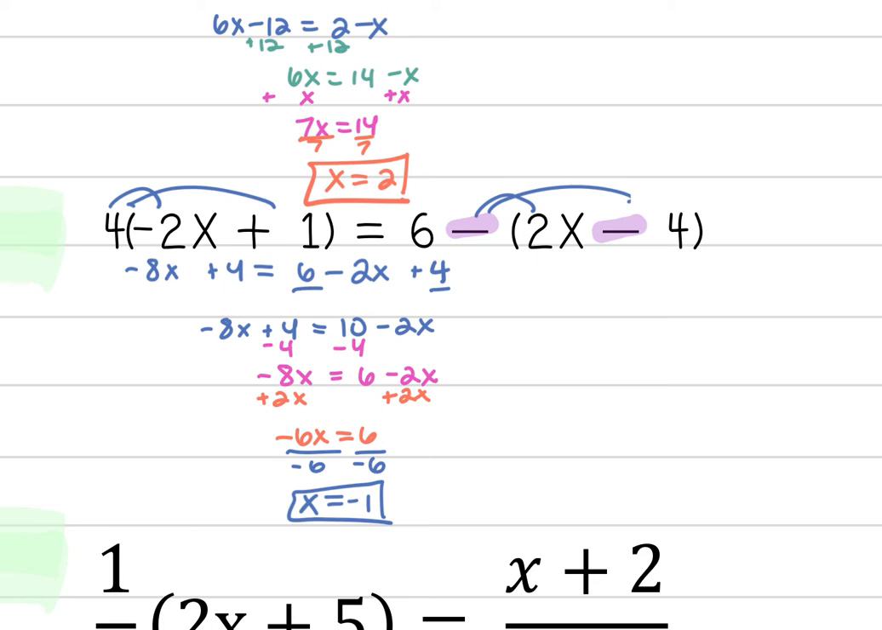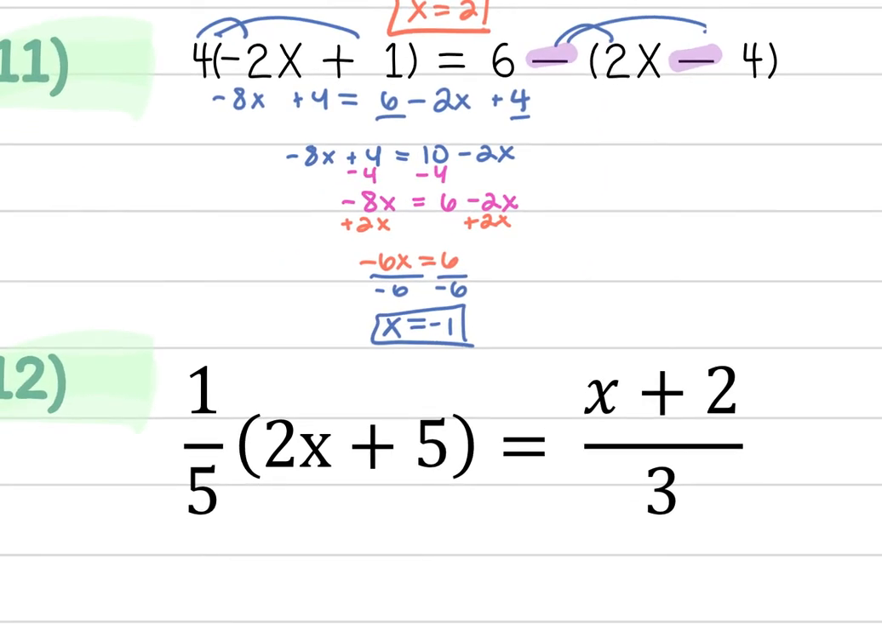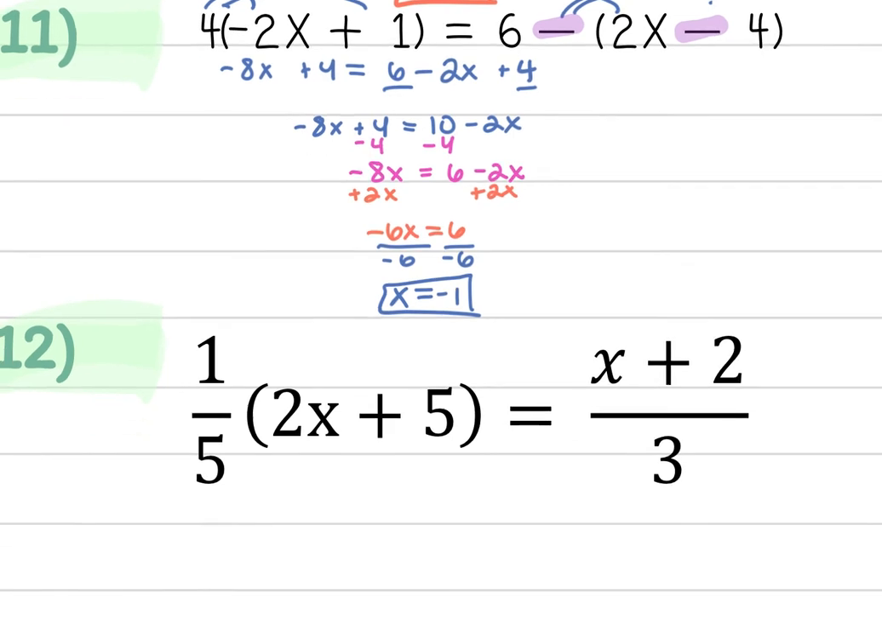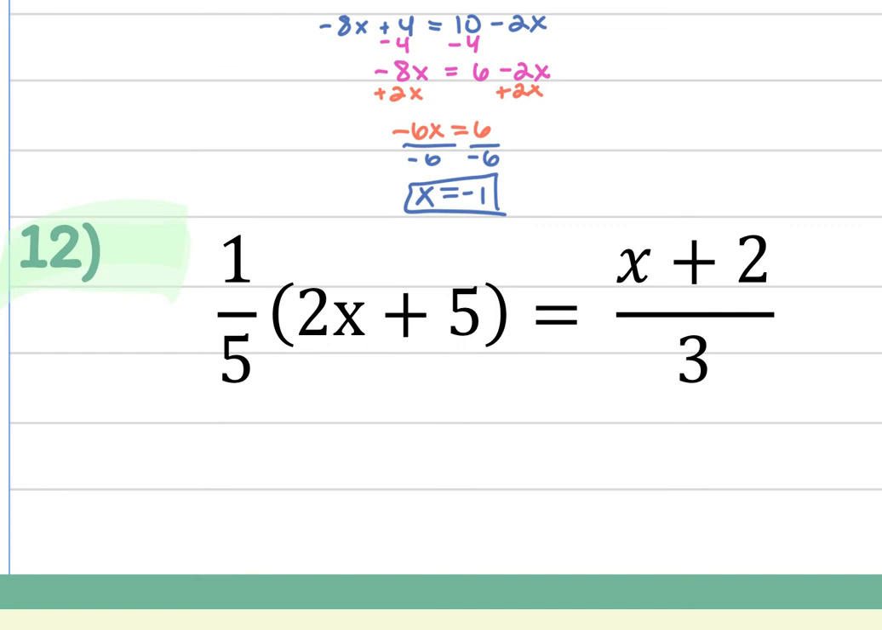Questions so far? All right, you are going to see equations that have fractions and decimals in them, okay? With the fractions, you have two choices really. With 12, I could distribute the 1/5 into both of these, and I'd get 2/5 x plus 1/5 times 5 is just 1. So you could continue to work like that.